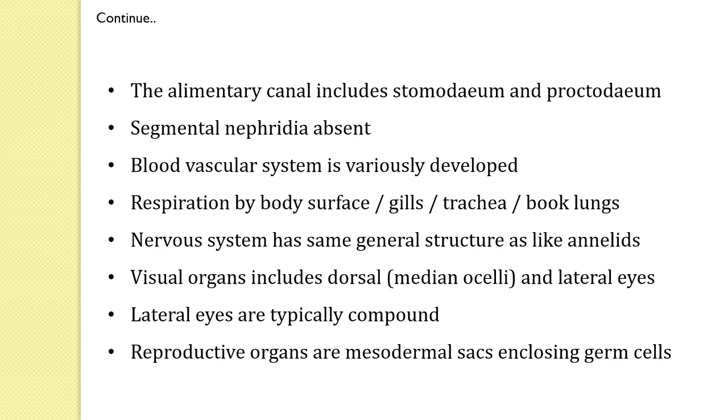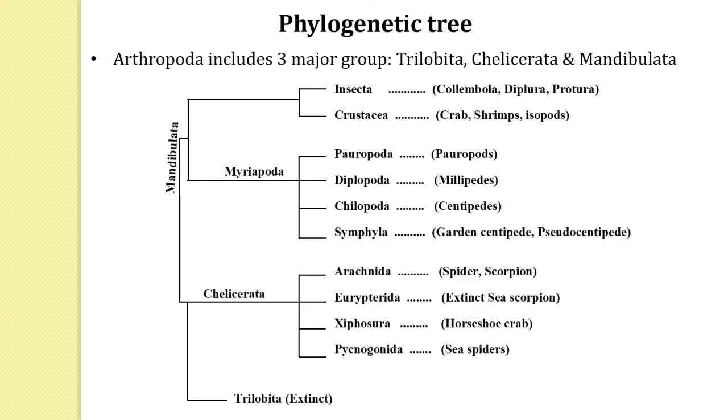Lateral eyes are typically compound in nature, being formed of a group of simple optical units composing a single organ, but often they are represented by a group of distinct ocelli. So these are the different characteristic features of the phylum Arthropoda. Now this is the phylogenetic tree of the Arthropoda.